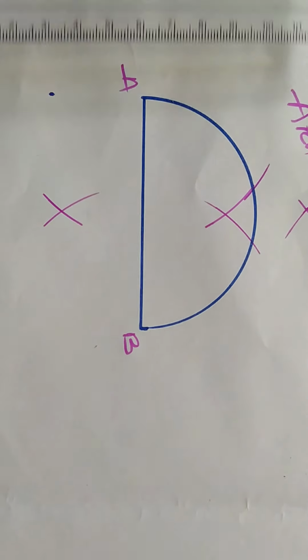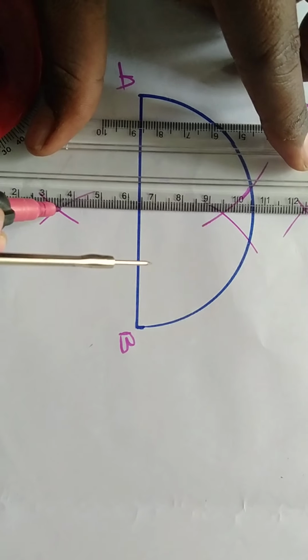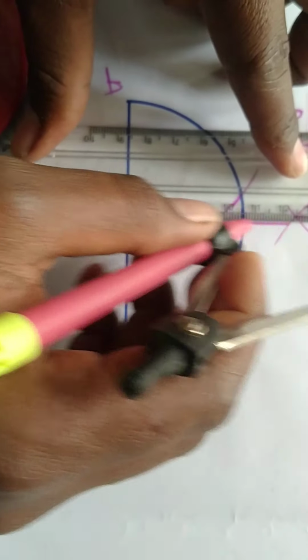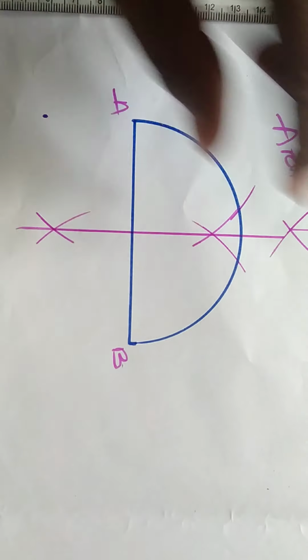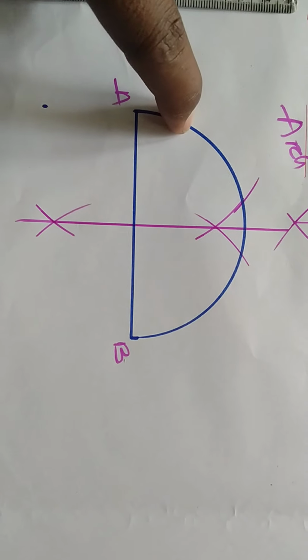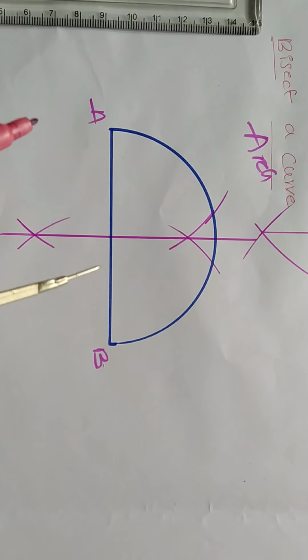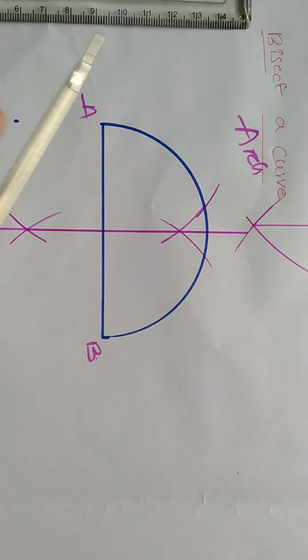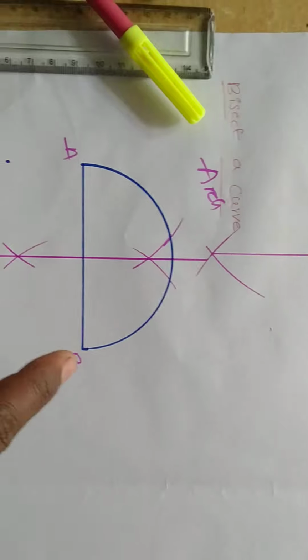Next, let's join these arcs' intersection points. This is the bisecting line of this arc. This is the process to bisect a curve. So this is bisecting a straight line and bisecting a curve.